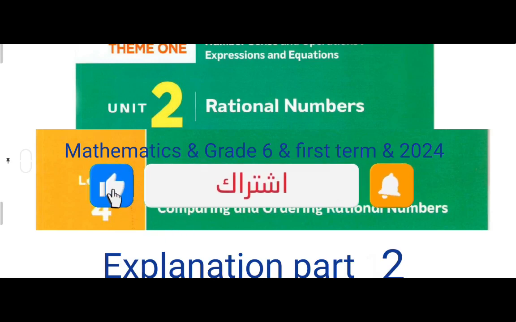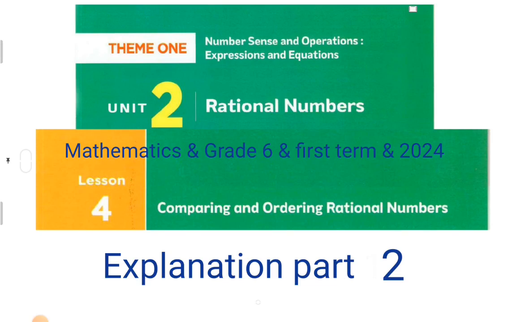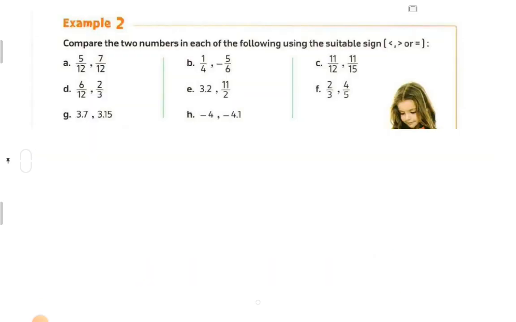Mathematics Grade 6 First Term 2024. Unit 2 Lesson 4, Comparing and Ordering Rational Numbers, Explanation Part 2, Example 2.